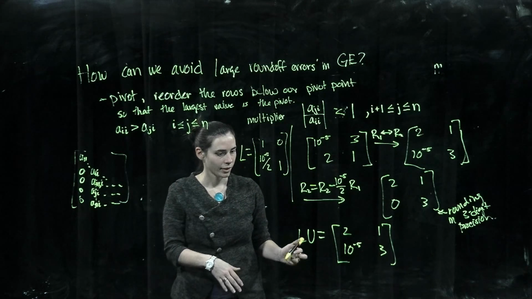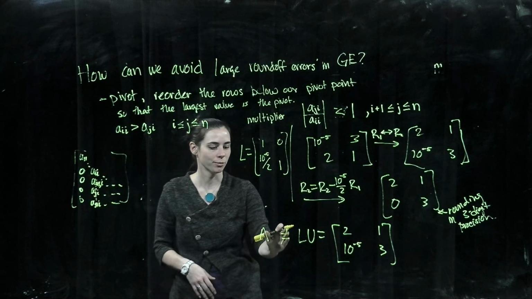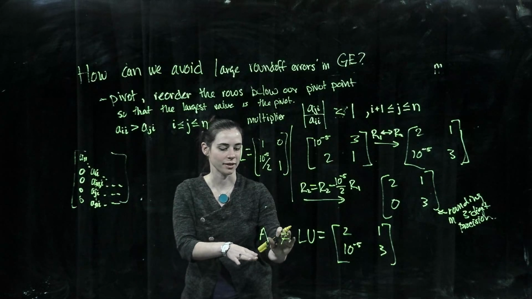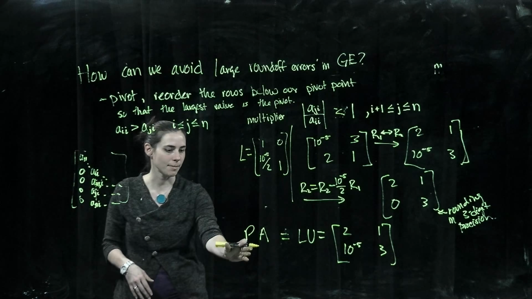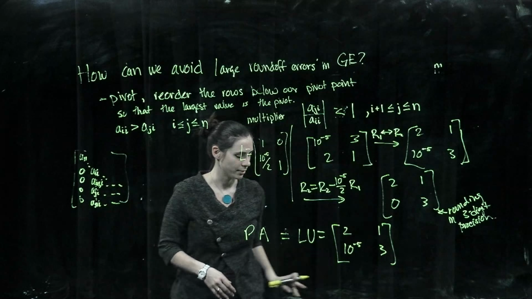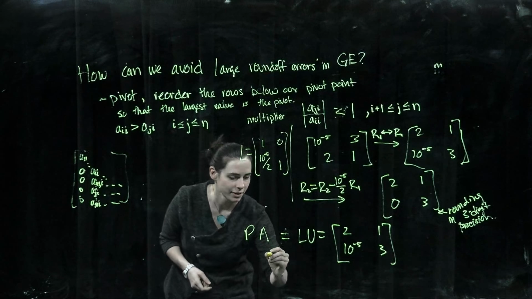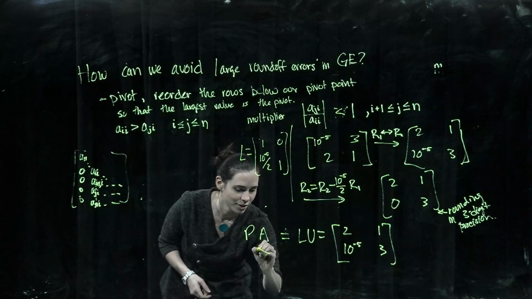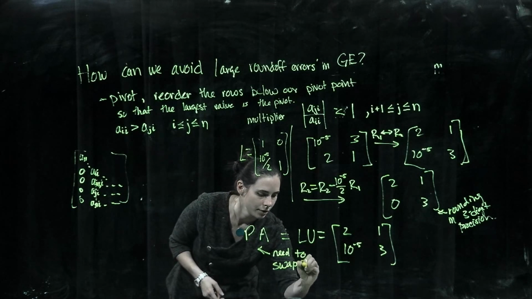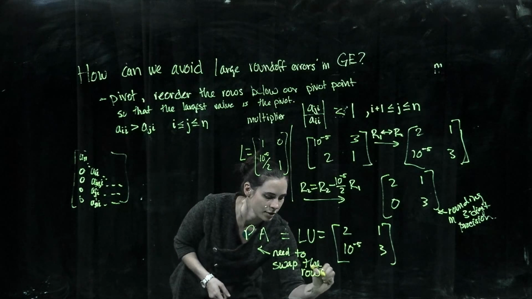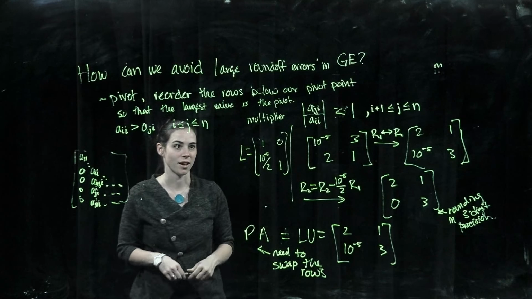So LU is not equal to A until we account for pivoting. And we can do that by multiplying this by a P matrix that accounts for this switch. So I will show you in the next little video, basically we still need to swap the rows to get A back. So in the next video I'll show you the rules for how to design a P.